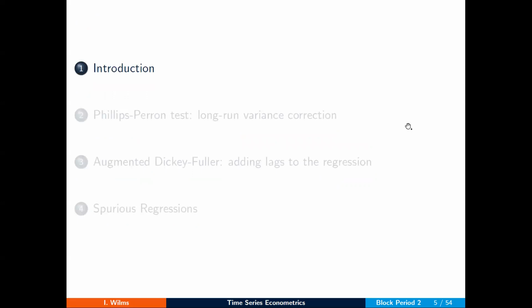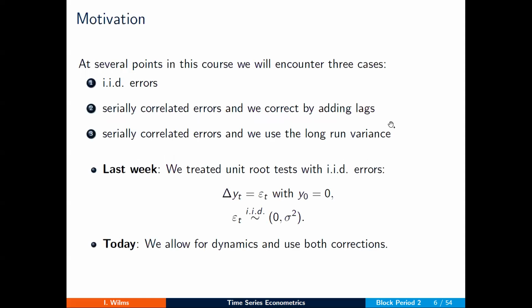So last week, we looked at our unit root test when we assumed our errors to be IID. Remember, we looked into the random walk model without drift, whose model equation is given over here. This week, we will again look into our unit root test, but relax the assumption that the errors need to be IID.